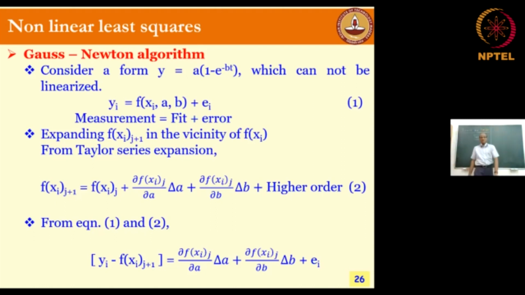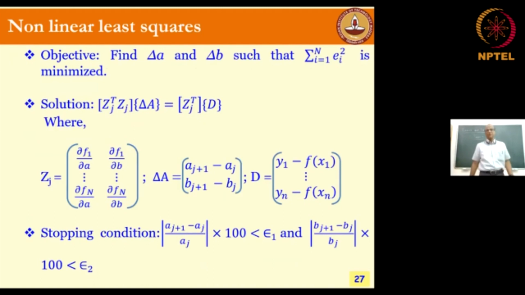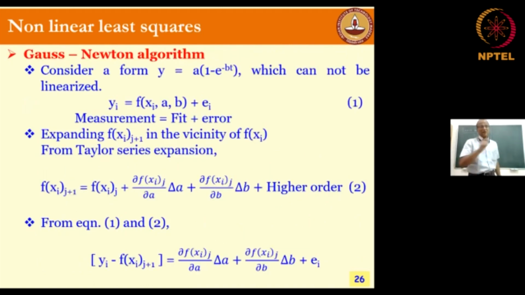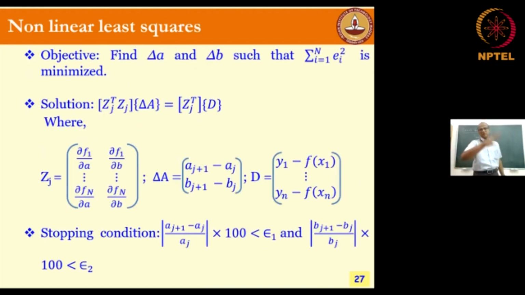Okay. So proceed. So what you can do is f of x of i at the j plus 1th iteration equals f of x of i at j plus and so on, all that. And then we stop with first order terms, take the difference between these two. And now you can put it as a linear least squares in not A and B, but in delta A and delta B. So minimize the least square. So you will get Z transpose Z operating on delta A equal to Z transpose operating on D. So all this we have seen.